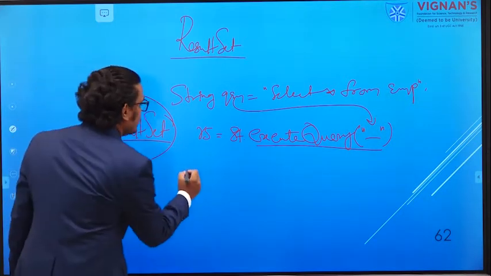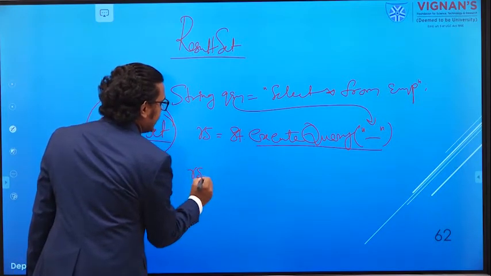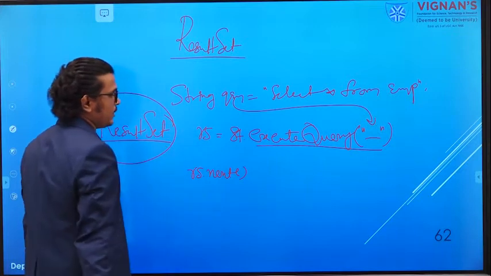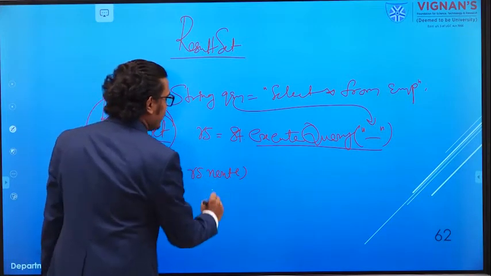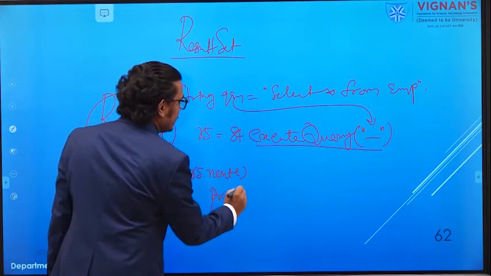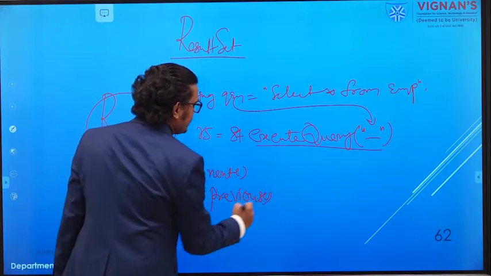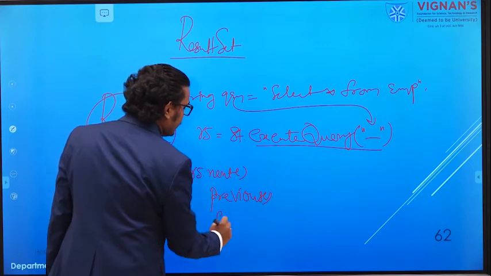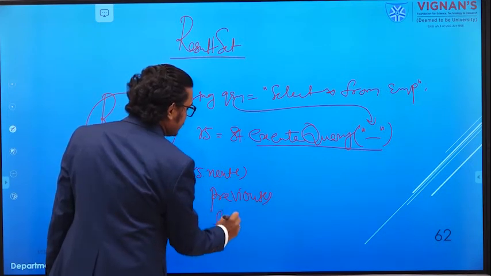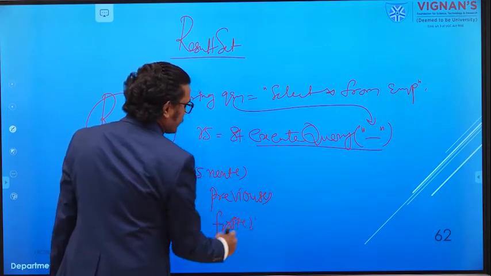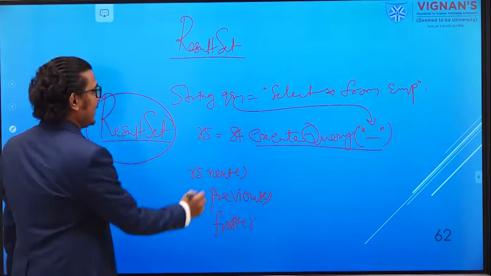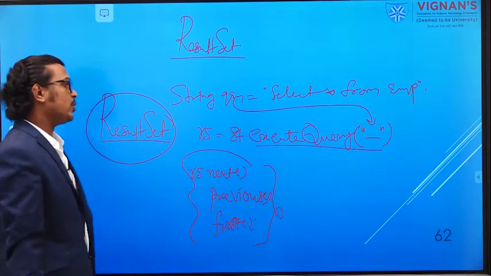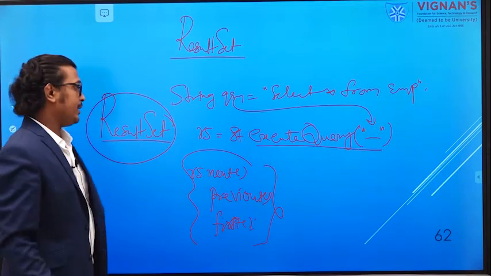For that we have to use the result set next method. If you want to retrieve the previous one, you have to use the previous method. If you want the first record of the result, you have to use first. Clear? So with the help of these three methods we retrieve the data and display that information in the application. Okay.